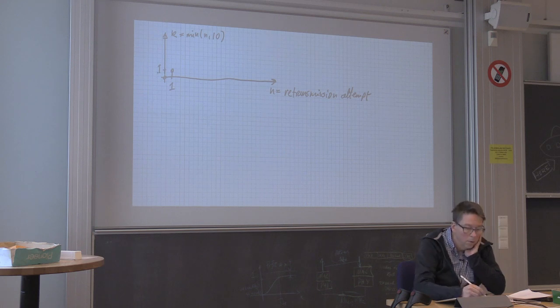For n equals 2, k is equal to 2. And nothing really exciting happens until n is equal to 10. Then k is equal to 10 as well. And then after 11, 12, up to 16, k does not change, it's still 10.